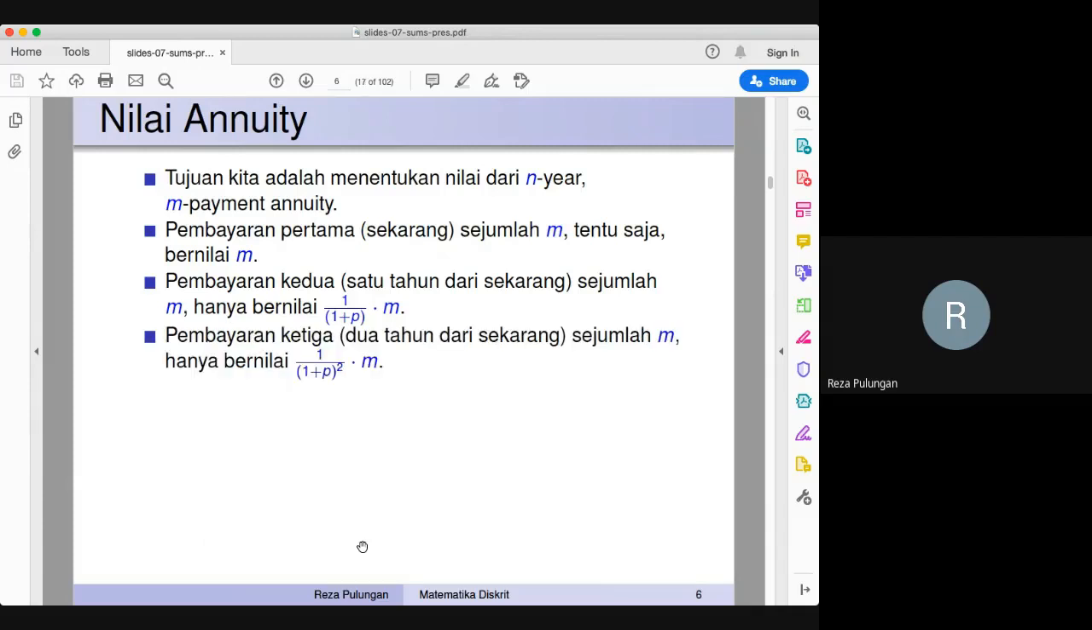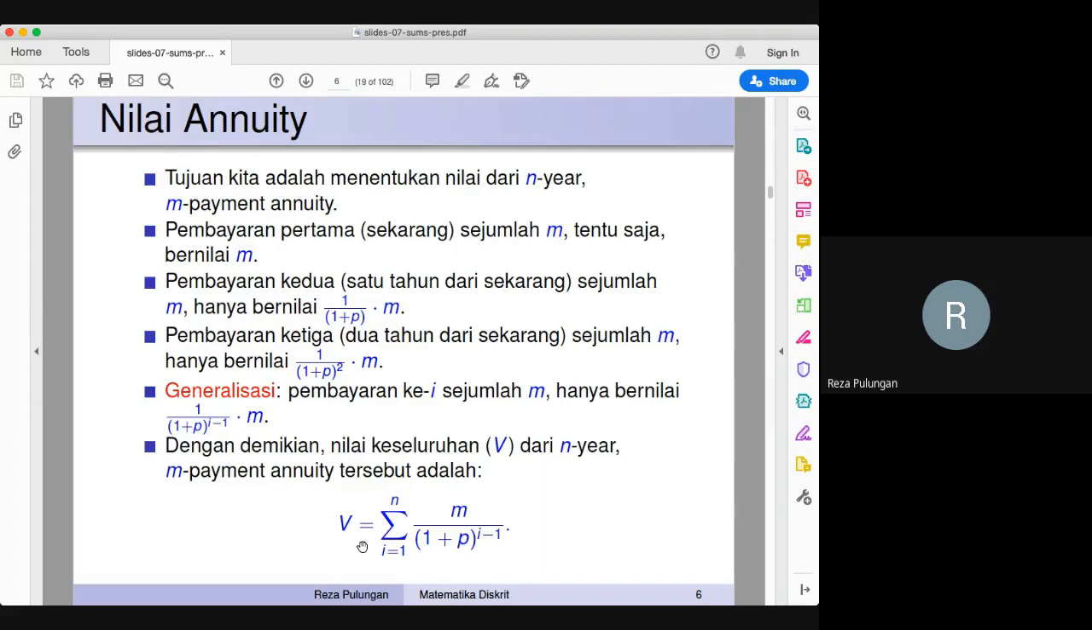And we can continue this. The third payment, 2 years from now, will be M, of course, and this will have value 1 divided by 1 plus P squared multiplied by M, and we can generalize this. So the ith payment will be as large as M, but the value of this will be equal to 1 divided by 1 plus P to the power of i minus 1 multiplied by M. Now we can sum them all. This is where we go to the summation. Therefore, the whole value.